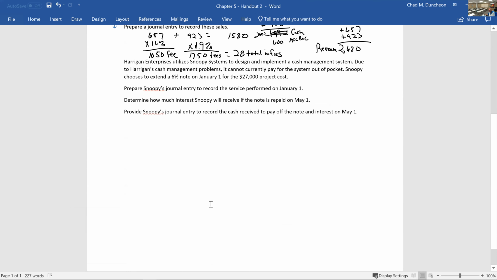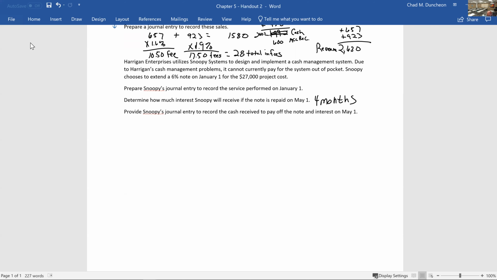Does not say how long the note's for, so here we're going to say the note is repaid on May 1st. Okay, so January to February, February to March, March to April, April to May. It is a 4-month note. Okay, important to know that it is 4 months from January 1st to May 1st. Okay, so they're going to have to pay interest for 4 months.